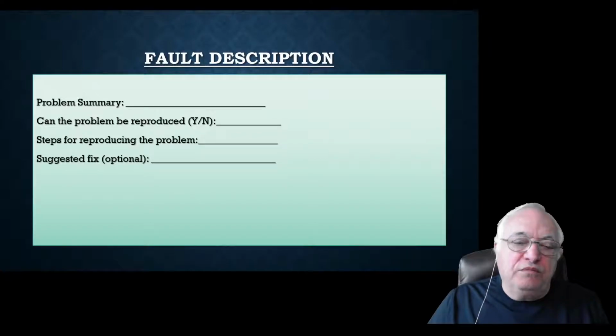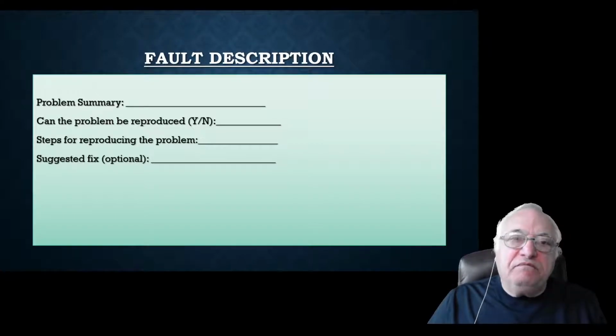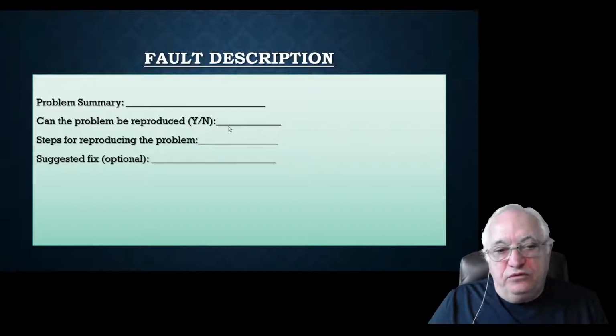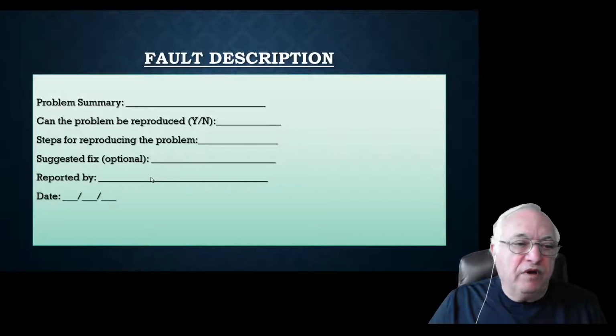Now, you may also put a suggested fix. But now, coming back to the problem reproducible, you can say no, but we've noticed that it's intermittent. That happens between 5 and 10 times we run the function. So that's why you would have here a problem that is non-reproducible. And then you put, of course, the name of who wrote the problem and the date.